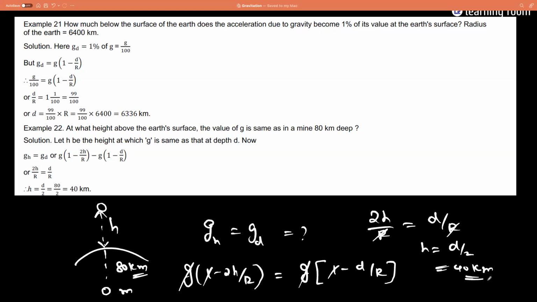So 40 kilometers above the surface of the earth will have the same acceleration due to gravity as that of the object which is placed 80 kilometers below the surface of the earth. Got it?